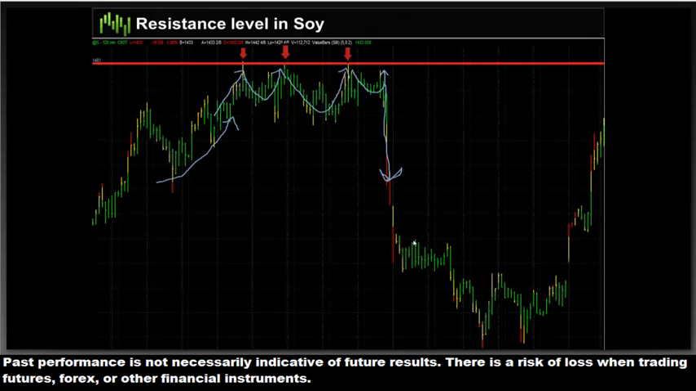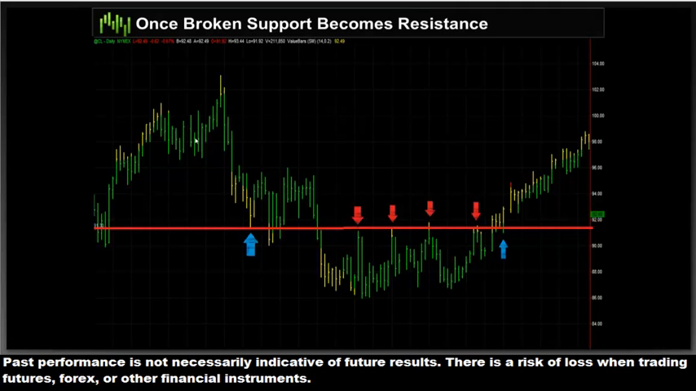Now, what happens at one of these levels if it's broken? The most important concept here is that support and resistance are basically two sides of the same coin. In this case, prices are coming down, they bounce off support. They come up, they come back down, they bounce off the support. The third time, support cannot hold and prices break through.